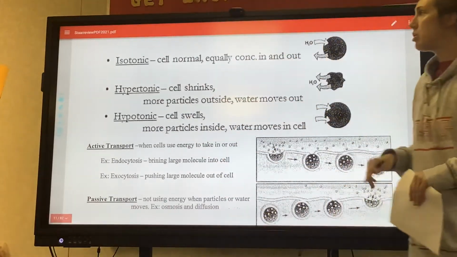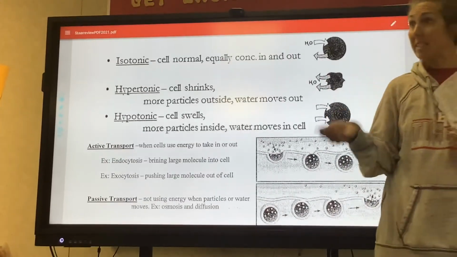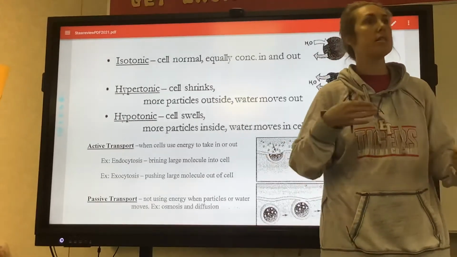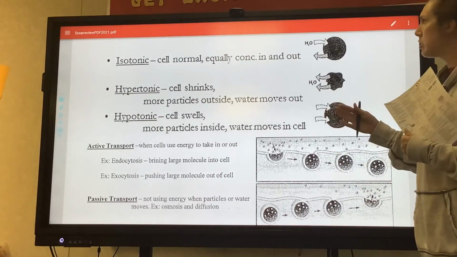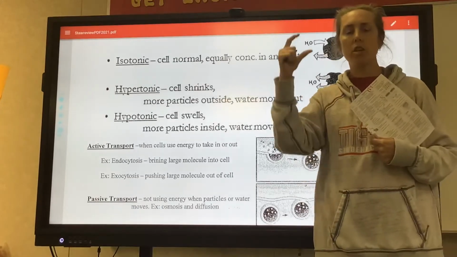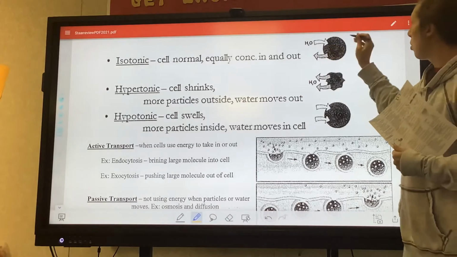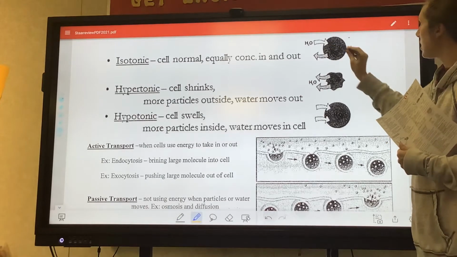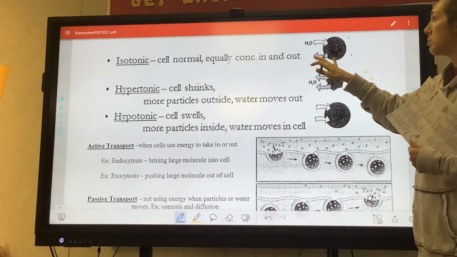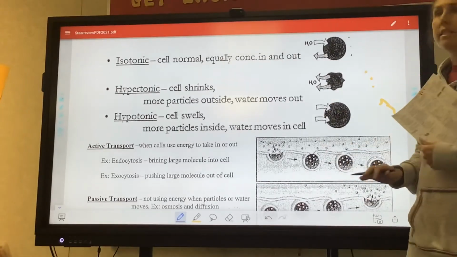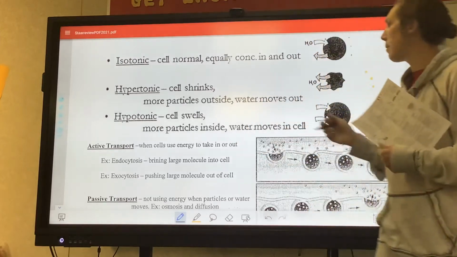Okay, so you got isotonic on here. I write the word same. Remember, iso means same, like isosceles triangle, same sides. So isotonic cells or an isotonic situation means there's the same concentration on the inside and outside. So if there's the same concentration, whether it's 1, 2, 3 particles on the outside, 1, 2, 3 on the inside, whatever amount of water goes in, the same amount of water comes out because this cell is equal. It's in homeostasis, okay? The cell membrane maintains homeostasis, okay?